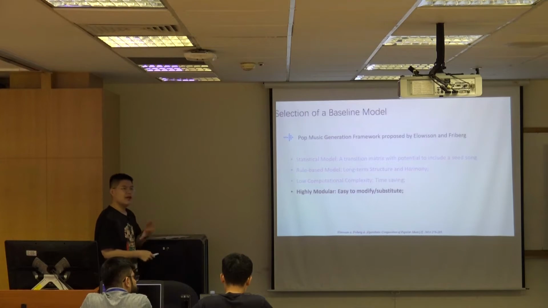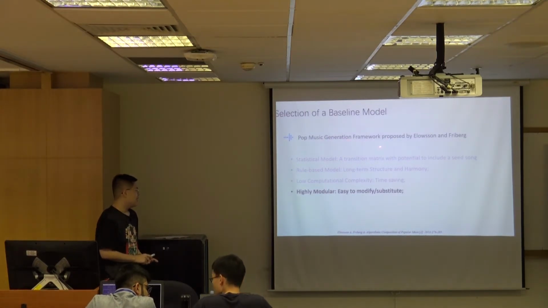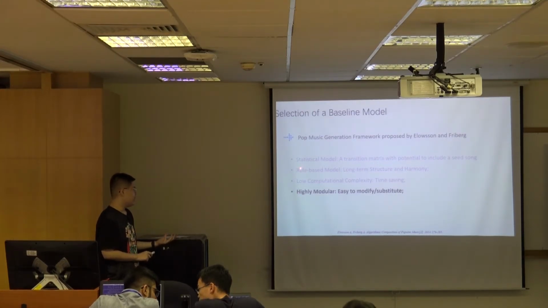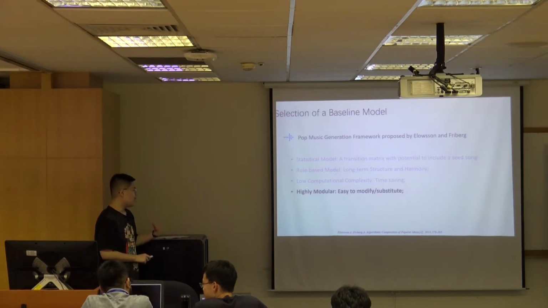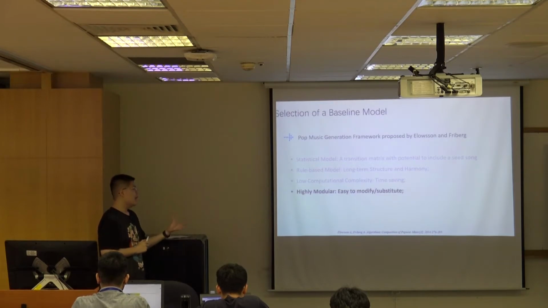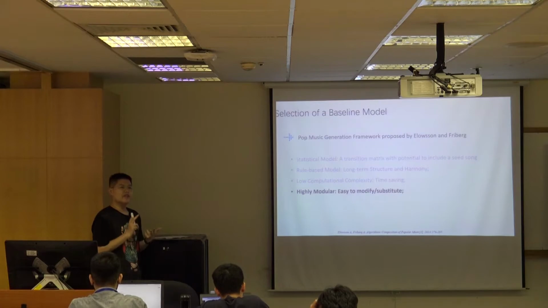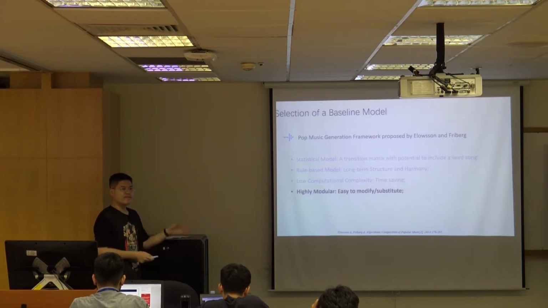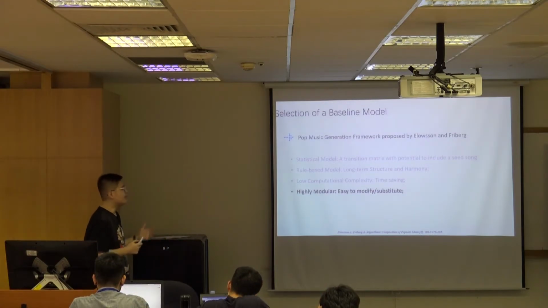And that's why we chose our baseline model. It is a pop music generation framework. Besides the general advantages of a rule-based model and statistical model, this framework is also highly modular. It means we can easily modify or substitute some parts. For example, we can modify the drum generation part of the framework, and we can substitute the melody generation of the framework. So that's why we chose the baseline model.